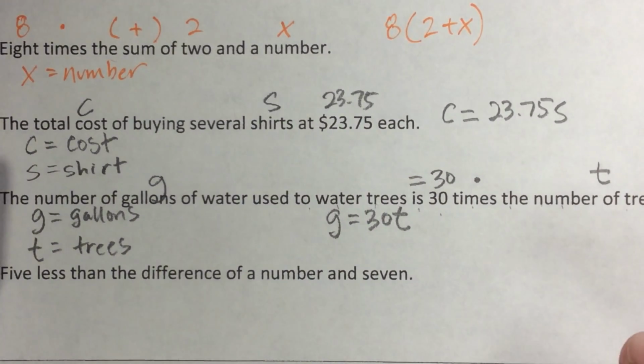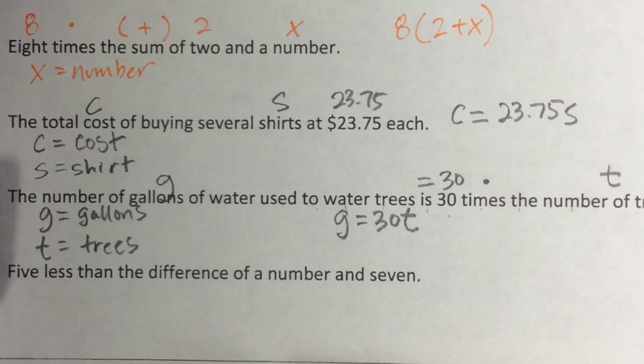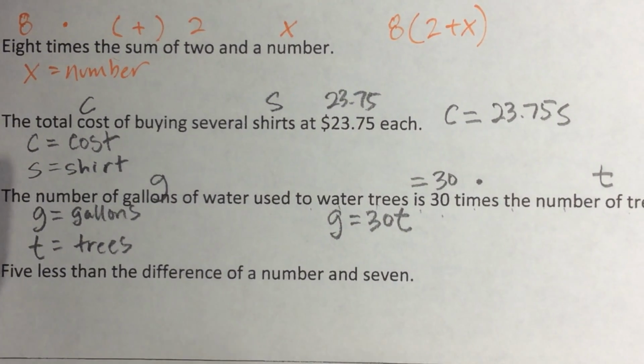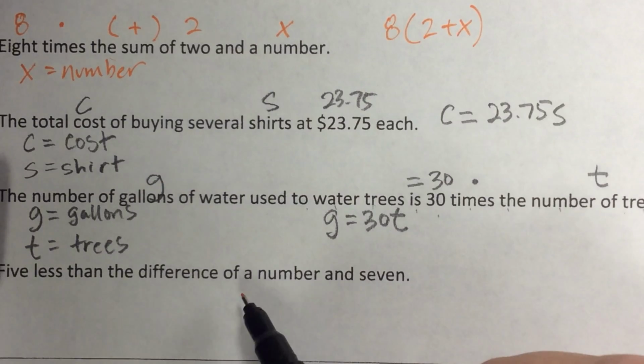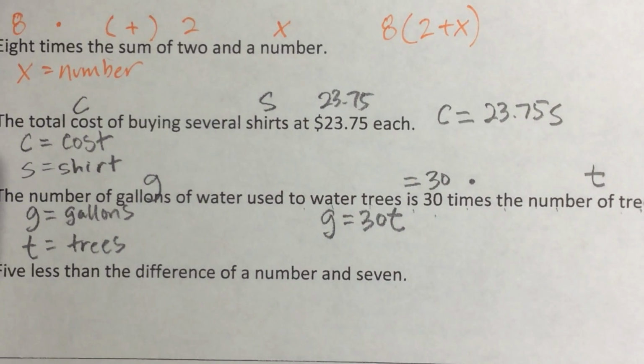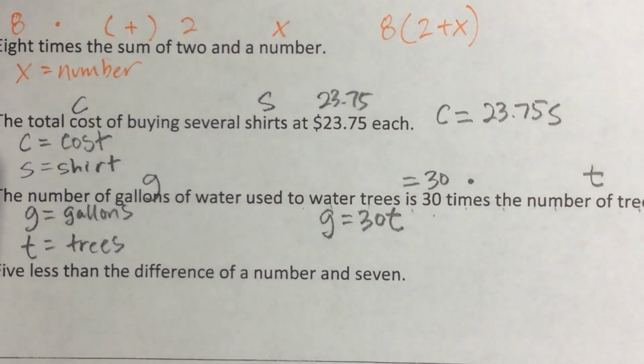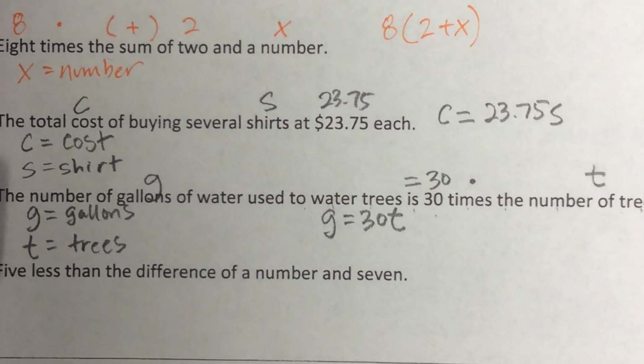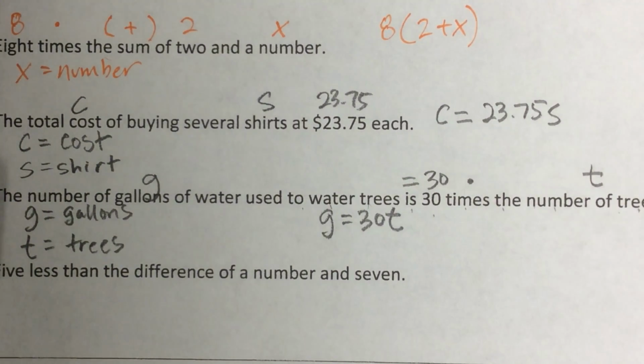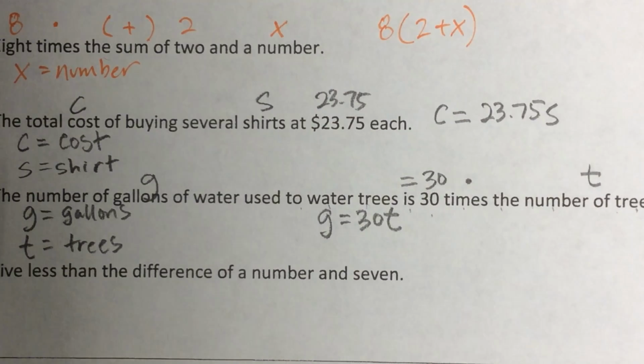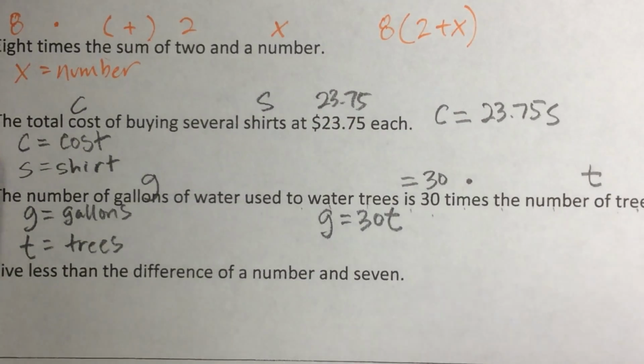All right, last example that we're going to talk about. We have 5 less than the difference of a number and 7. Again, I'm going to give you guys a couple seconds. I want y'all to think. How many variables do we have here? How many of these things can be different and change?